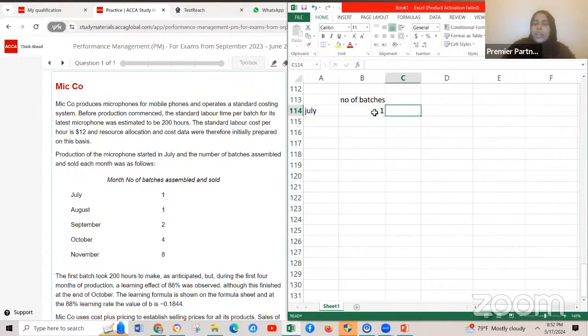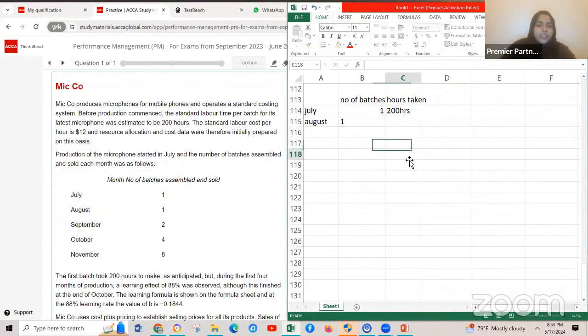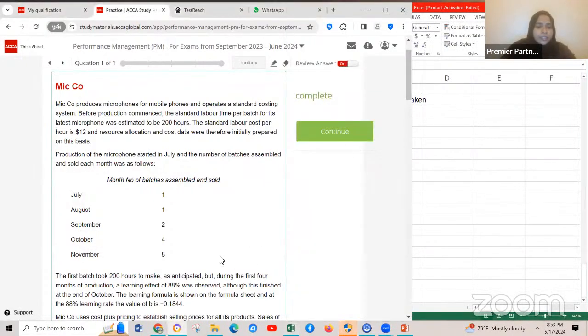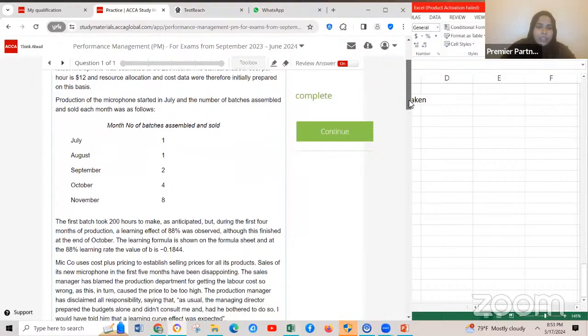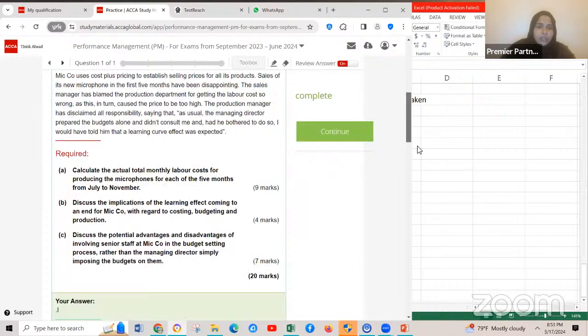One batch. And in July, it was their first batch, no? So the hours taken was 200 hours. Now, in August, again, they made one batch. But there was a learning effect. But output was not doubled in August. But still, there is a learning effect in August.